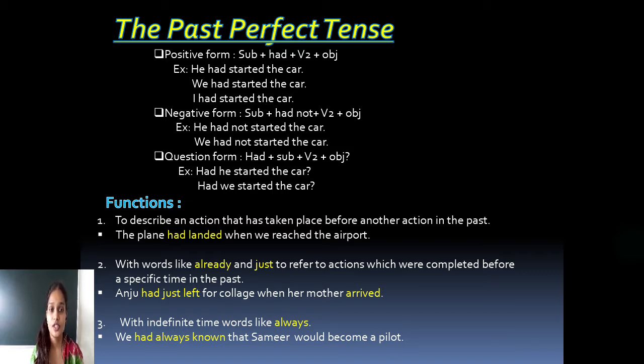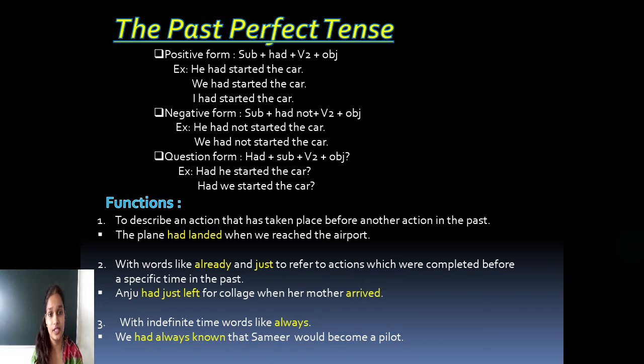First, in positive form we write the subject the sentence is about, plus had as auxiliary, plus verb second form, plus object. Example: he had started the car. He here is the subject, had is the auxiliary, started is the verb second form, the car is the object. We had started the car, I had started the car, with the same structure.